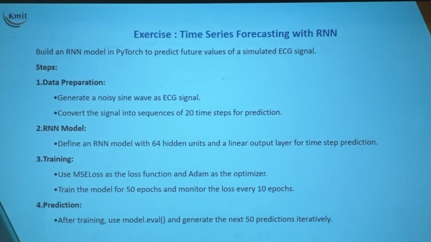So we'll do that exercise today. Build an RNN model using PyTorch to predict future values of a simulated ECG signal. So time series data can be anything. Whether it is an ECG signal or a stock price prediction, it is fine. So today I have taken what? A random ECG signal. I didn't take any dataset here. I want to create my own ECG signal. Is it clear? So I'll explain how we create that ECG signal, how I treat that as ECG, and how I develop an RNN model in PyTorch.